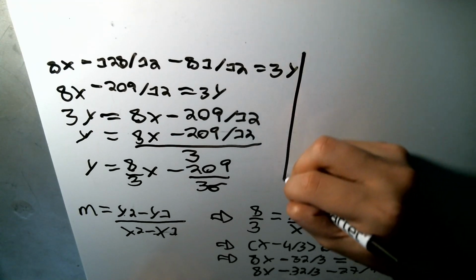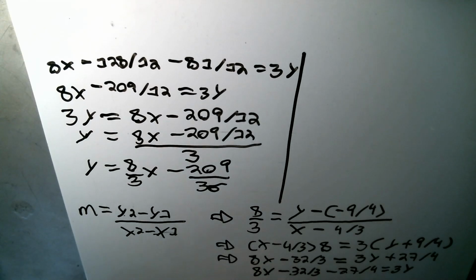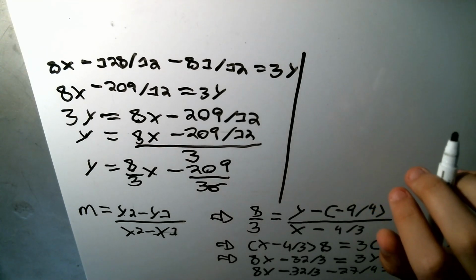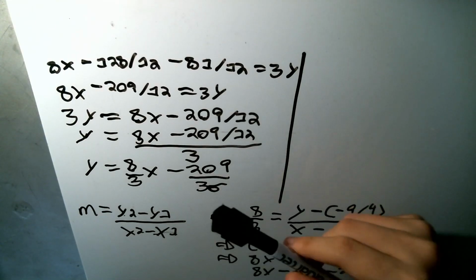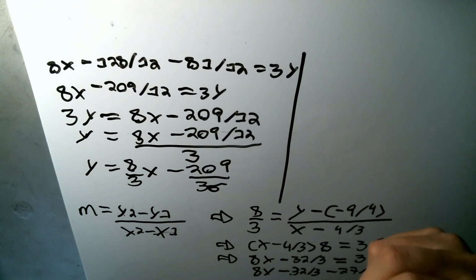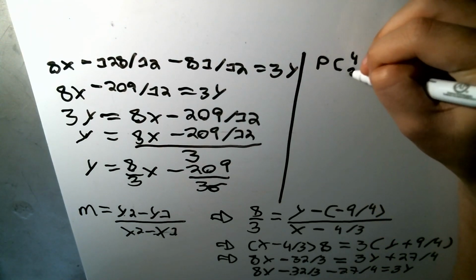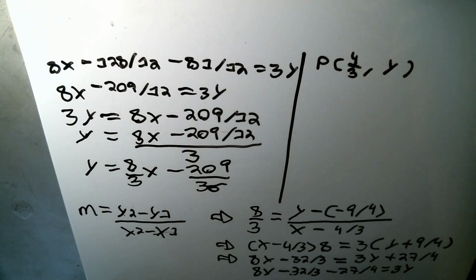Now that we got our desired equation in the slope-intercept form, we're going to prove that it is true. So we're going to use the equation that we got to calculate y at our given point. So the point is 4 thirds, and let's say y is unknown because we're not supposed to know it.